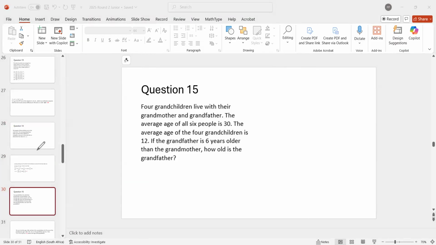Question 15 says, 4 grandchildren live with their grandmother and the grandfather. The average age of all the 6 people is 30. So if you know the average is 30, then I'm going to write it down straight away. It means that the sum of the ages of the six people, the average age is 30 of the six people, has to be 6 times 30.